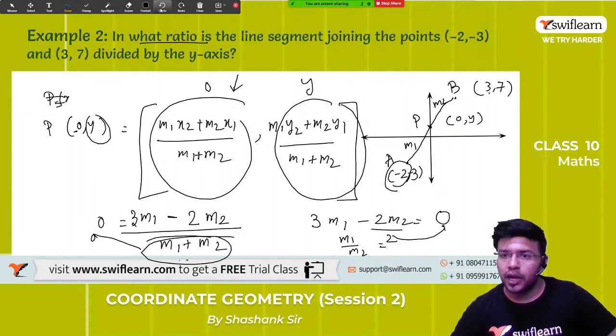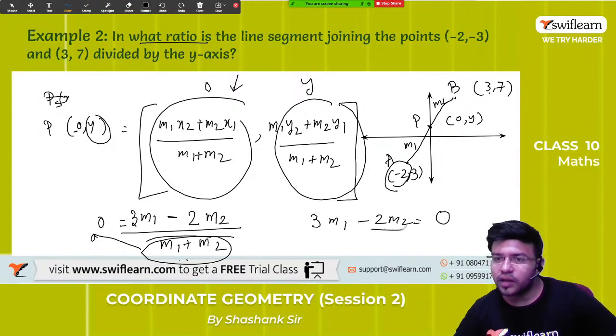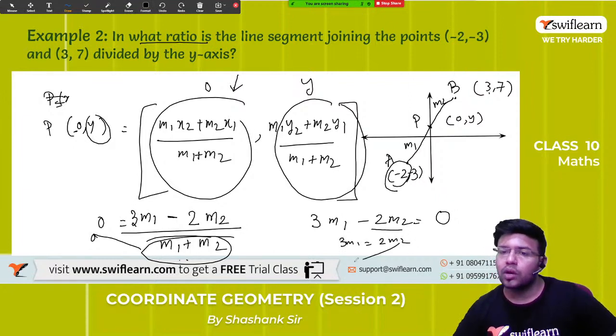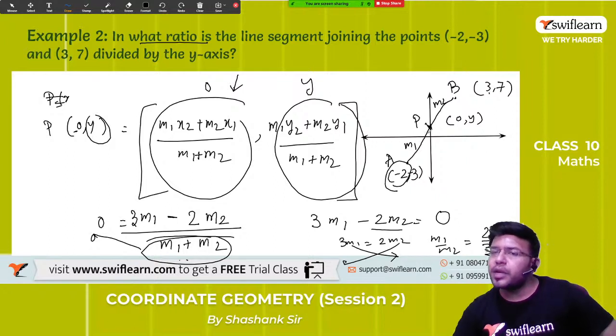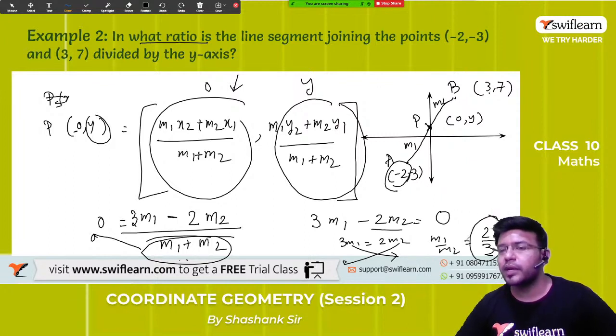Okay, एक step मैंने directly कर दिया. I have said, let me do this again if you want. Take this side, so you'll get 3m1 is equal to 2m2. Take m2 यहाँ पे, 3 यहाँ पे, so m1 by m2 is equal to 2 by 3. So the point P divides the line AB in what ratio? It divides AB in the ratio 2 by 3. ये point P कहाँ पे है? Point P is on y axis, which is dividing this line in the ratio 2:3.